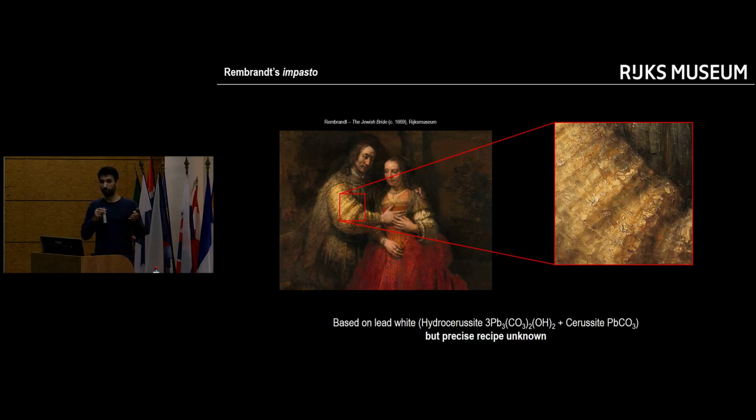So for those of you who don't know what impasto is, it's this very thick paint. If you've been in front of a Rembrandt painting, if you go close enough, you will see that the paint actually stands out of the canvas. It's really a tri-dimensional aspect.